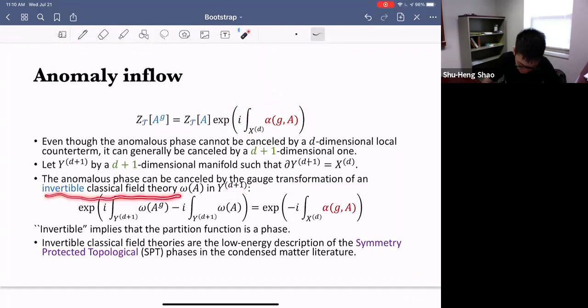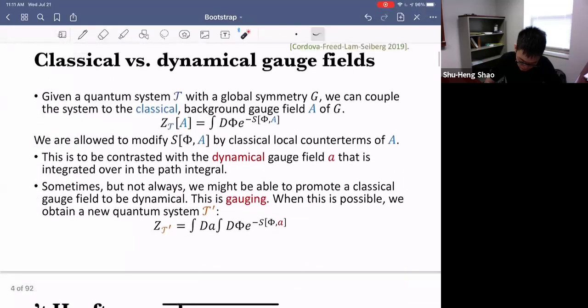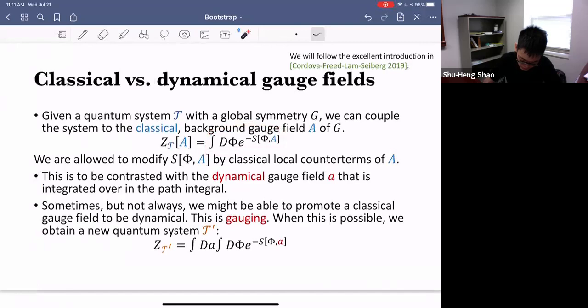So what do we mean by invertible classical field theory? The action is given by, schematically, this omega of the background gauge field A. In this presentation, it doesn't have any other dynamical fields. It's just a classical function of our classical gauge field A. The partition function is then just the exponentiation of omega. So that explains the adjective classical. It's called an invertible field theory because the partition function is always a phase. It's just e to the i times the integral of this omega. This is to be contrasted with a general quantum system where the partition function takes a more general path integral form. It's generally not a phase.